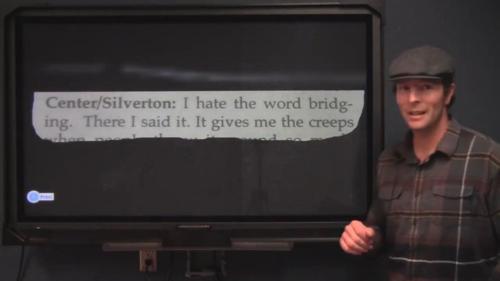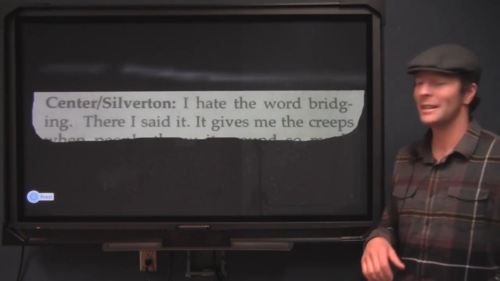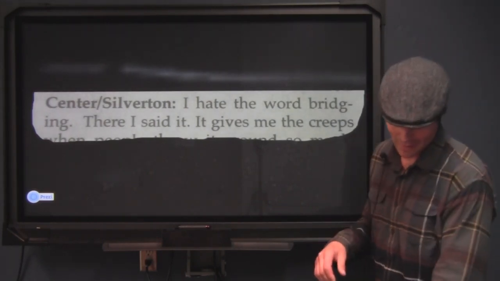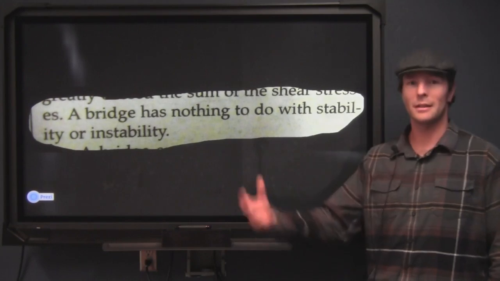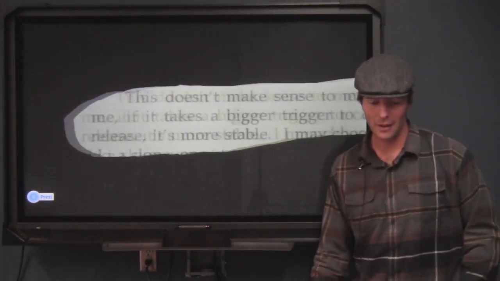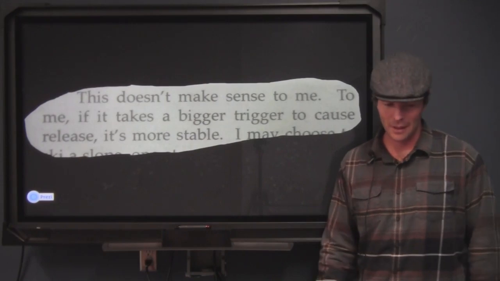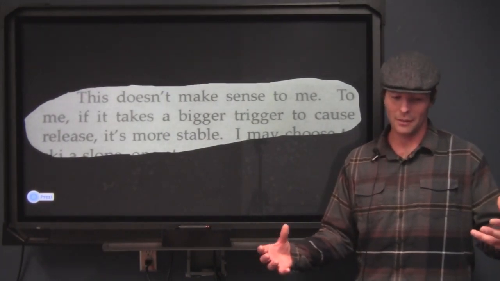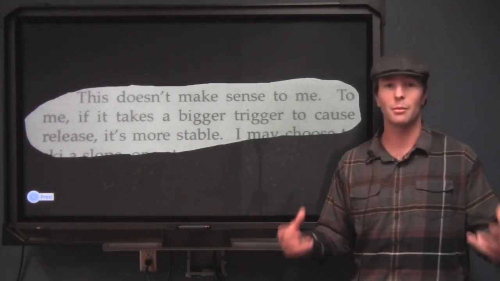The first guy says, "I hate the word bridging. There, I said it. It gives me the creeps." So some people don't like it. He goes on to say, "A bridge has nothing to do with stability or instability." A response from another guy says, "This doesn't make sense to me. If it takes a bigger trigger to release, then it's more stable."